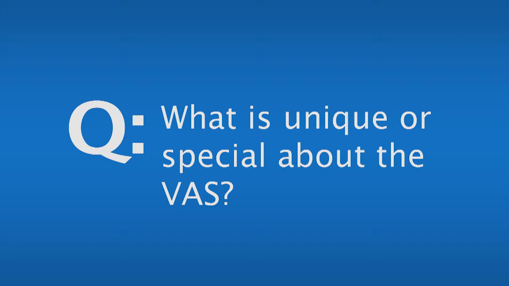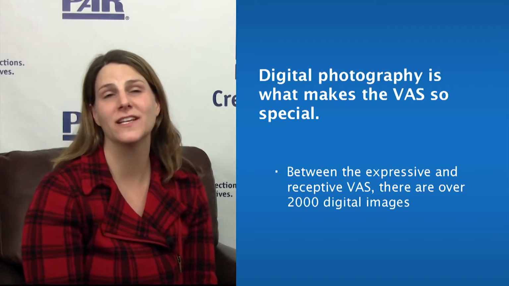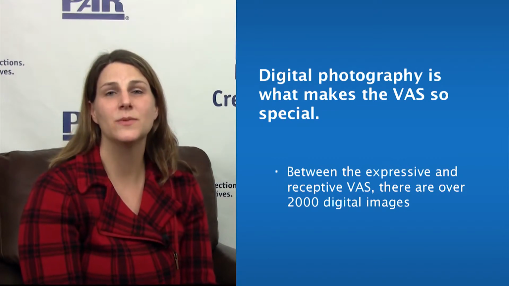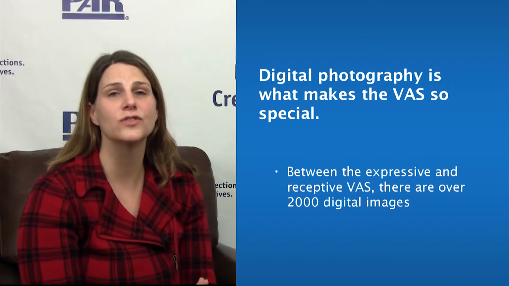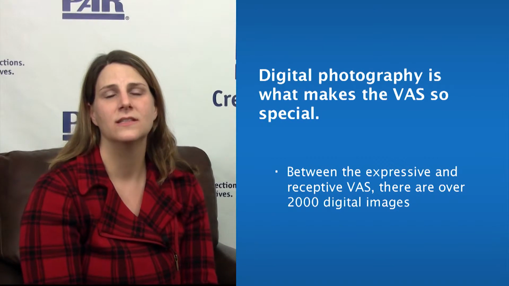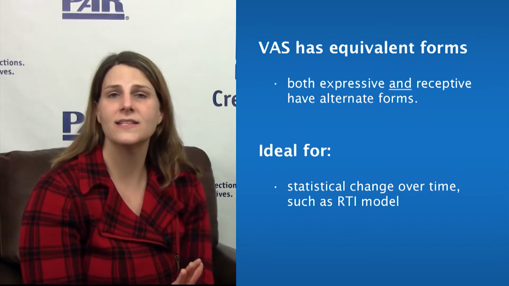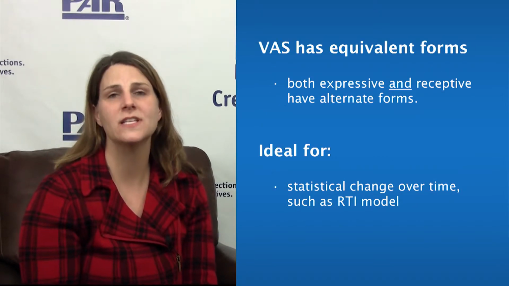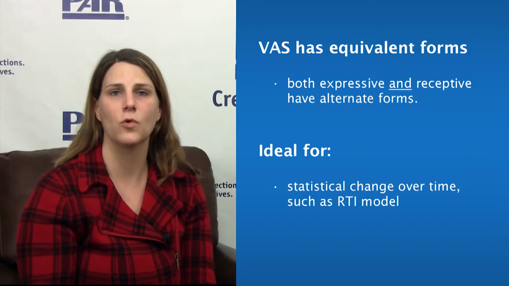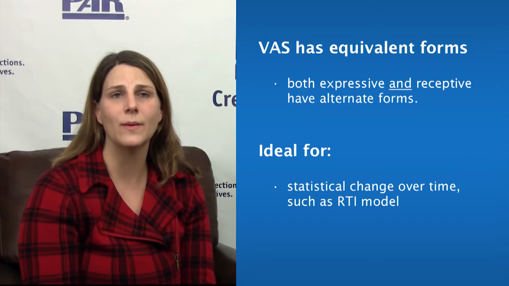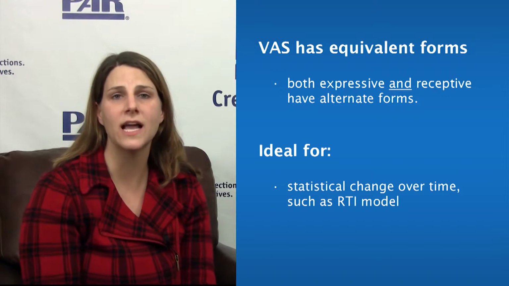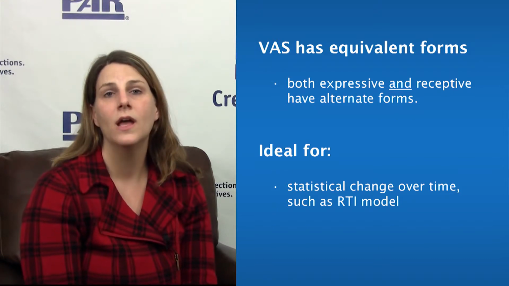So what's unique or special about the VAS? Well, as I think I've mentioned before, digital photography is what makes the VAS so special. Between the expressive and the receptive tasks, there are over 2,000 digital images. In addition to that, the VAS has equivalent forms, so both the expressive and the receptive each have an alternate form. This makes them ideal for evaluating statistical change over time within an RTI or response to intervention model.